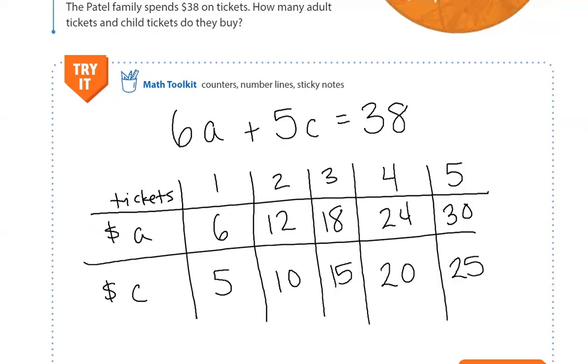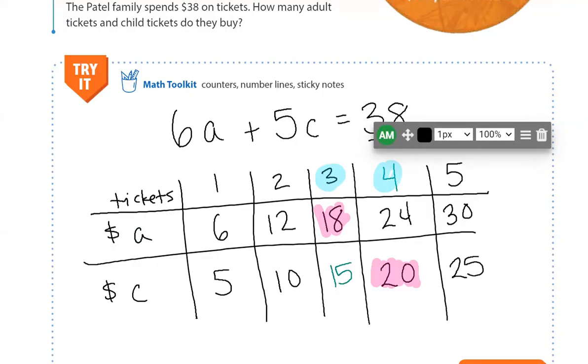So I've just thrown out a whole bunch of numbers here, and since I know I'm going to spend $38, I'm going to see if I can find 2 numbers in here whose sum, if I add them, is 38. Let's see. Look at this right here, 20 and 18. If I add those together, I will have spent $38. So they bought 3 adult tickets and 4 children's tickets.